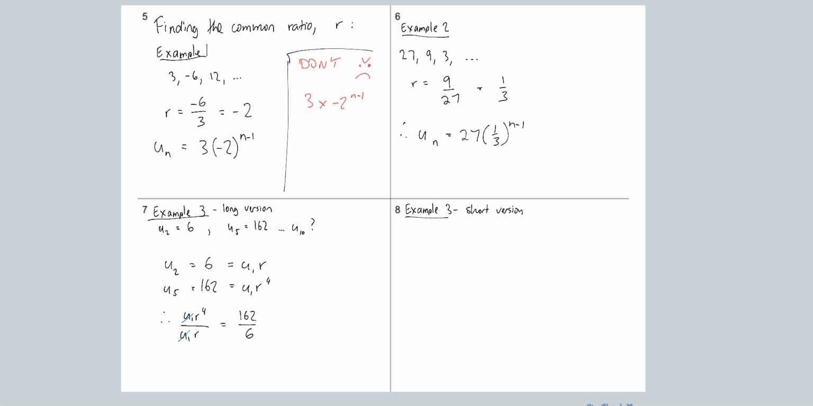Why do that? Because you'll always end up cancelling out the u1s, the first terms, and then you've got r to the power of 4 divided by r, which will give me r cubed. Does that make sense? Just a reminder that basically we subtract the two powers from each other, so 4 minus 1 equals 3. And 162 divided by 6 is 27.